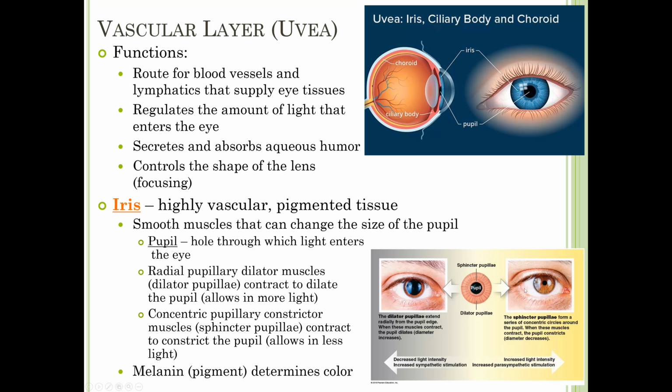And then the iris itself is also very highly pigmented. The color comes from the presence of melanin, which is the same pigment that determines your skin color. So the darker your eye color, the more melanin you have. And blue eyes actually represents the least amount of melanin possible.